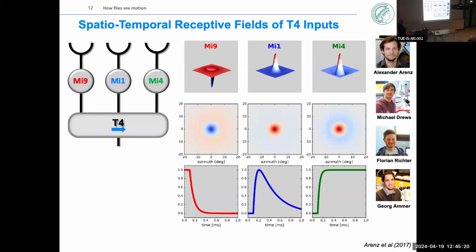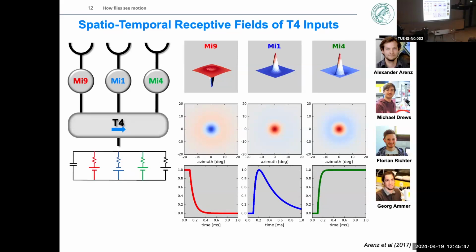So that fits, and we can account for the receptive field properties and directional tuning of T4 cells by just taking the inverted signal of Mi9, multiplying it with Mi1, and then dividing by Mi4, and we get nice directional tuning, as we've seen in the experiments. But this is still multiplication, division.